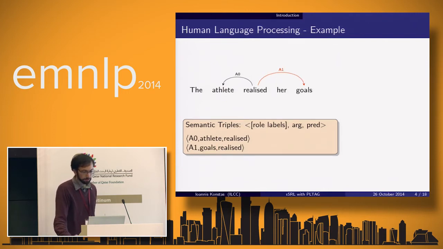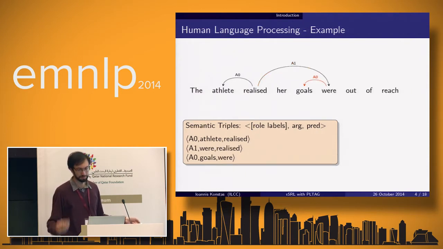Okay, and then we go in and read a little bit more. So the athlete realized their goals. Good. So we find the argument here. We get to complete it over there. And now we're a little bit more sure. We believe that goals is the patient of this predicate. So it's A1. So scrap the ambiguity in roles.